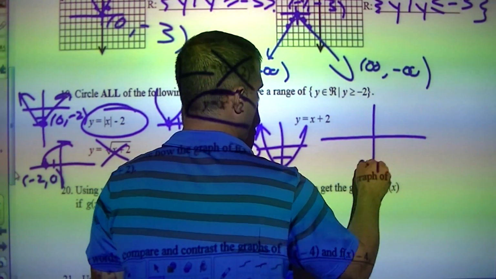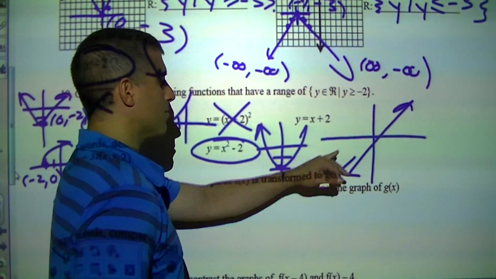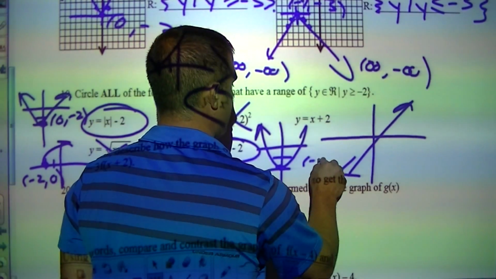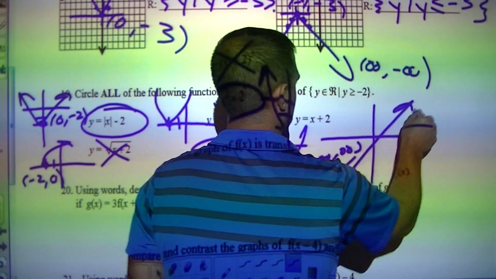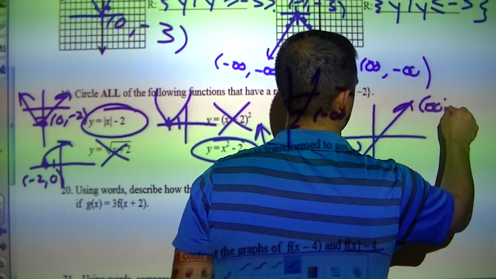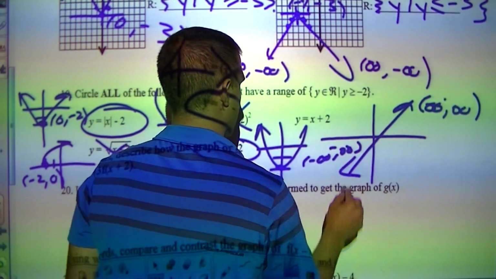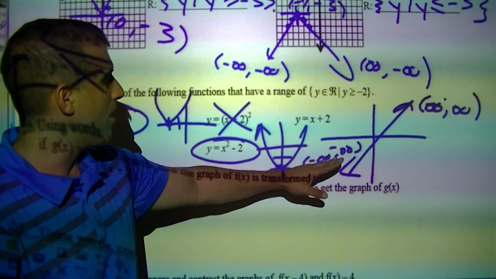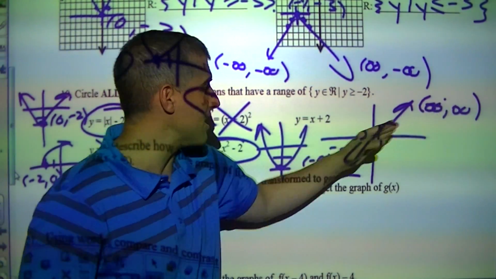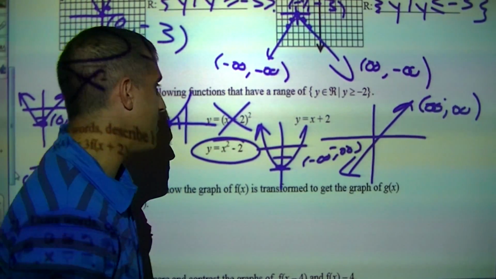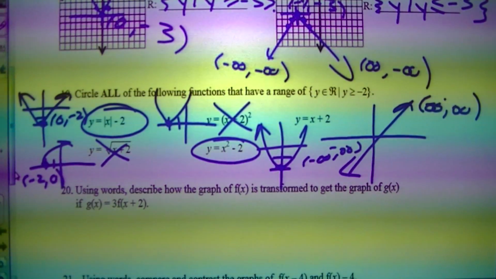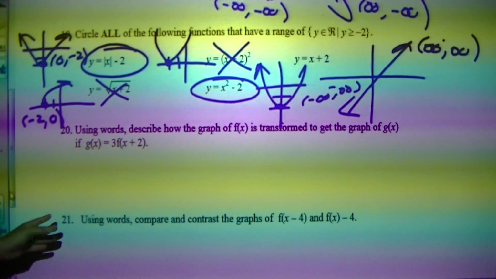Now this has a range of all real numbers, because if I label this, the smallest x is -infinity and the biggest x is infinity. Both of those are infinity, so that's all reals. So those are the only two. Okay, using words, describe what happened.